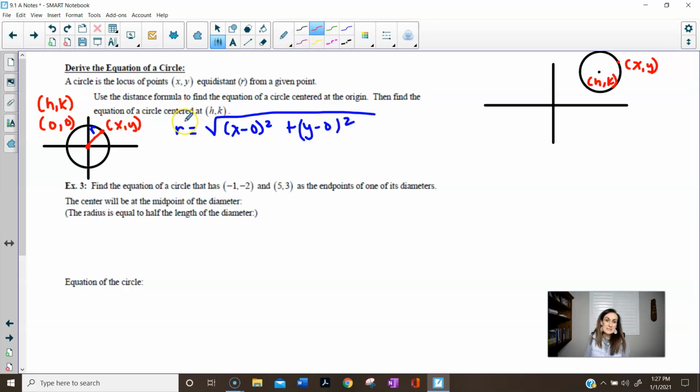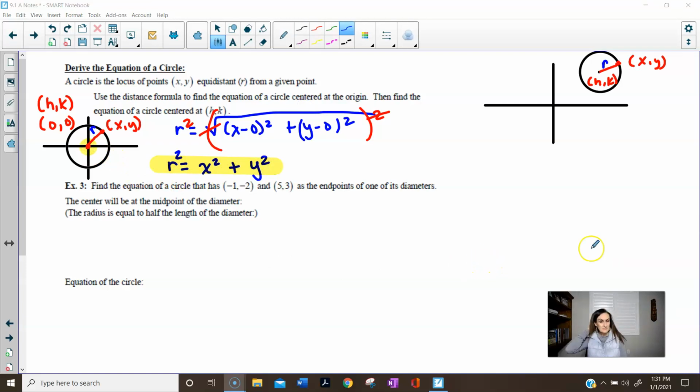Now if we square both sides, the square root and the square will cancel each other out, and we have the equation of a circle when the center is at (0, 0). So r squared is equal to x minus 0 squared, which is x squared, plus y minus 0 squared, which is y squared. So here's the equation of a circle when the center is at (0, 0).